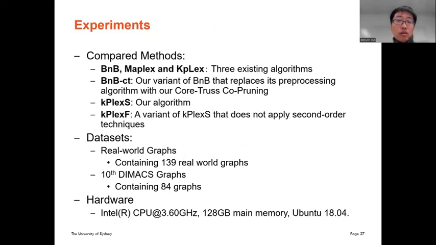Then let's move on to the experiments. In the experiment, we compare our algorithm with 3 existing algorithms: BNB, Maplex, and KPlex. We also set 2 variants of the algorithms, which are BNB-CT and KPlex-F. The experiment is conducted on 2 different datasets. The first one is the real-world graphs, which contains 139 graphs. And the second one is the Network Repository dynamic graphs, which contains 84 graphs.